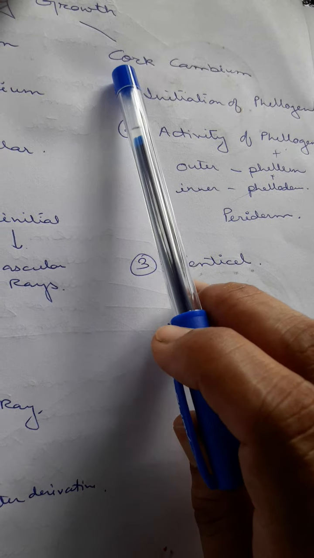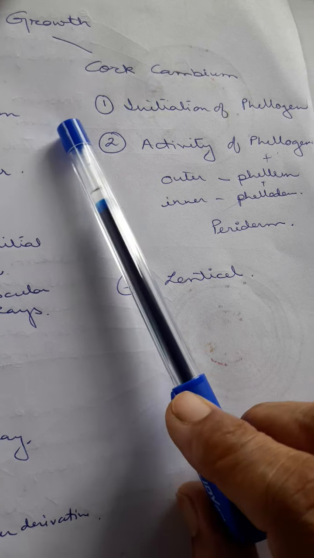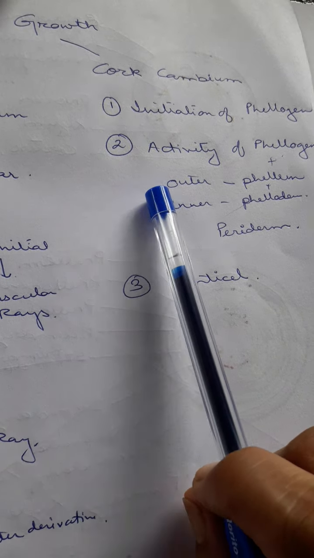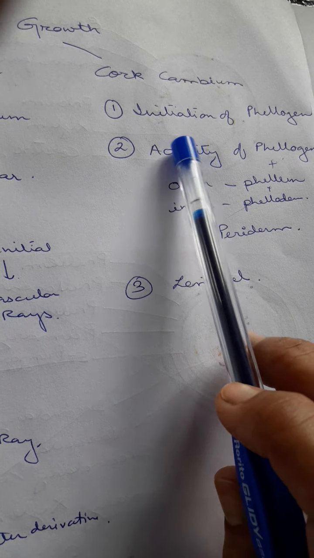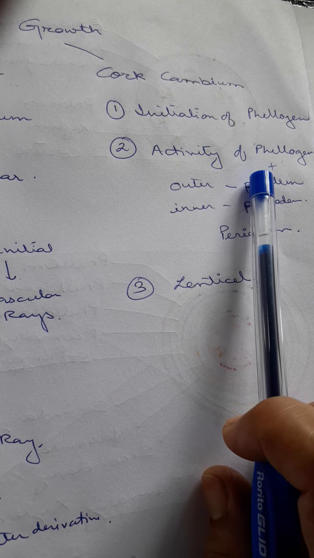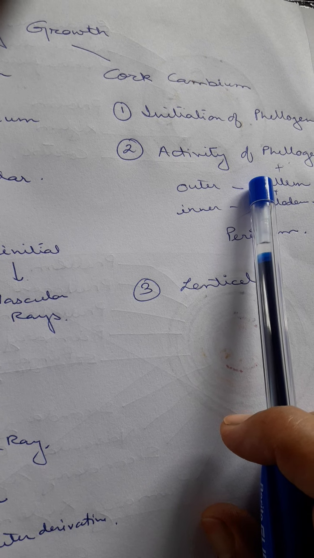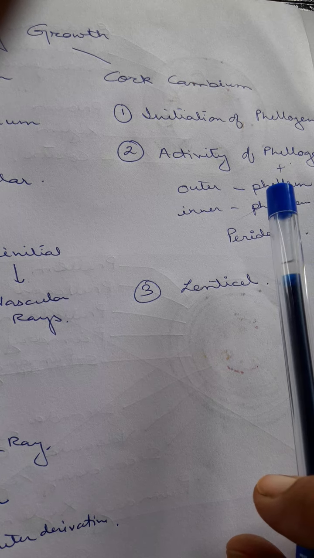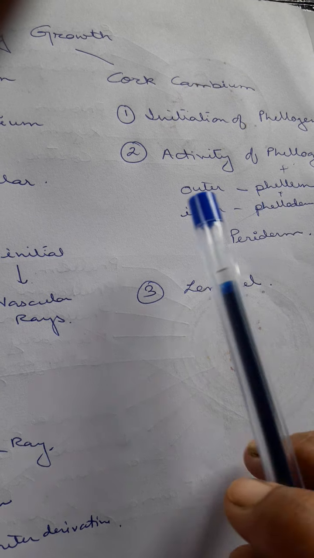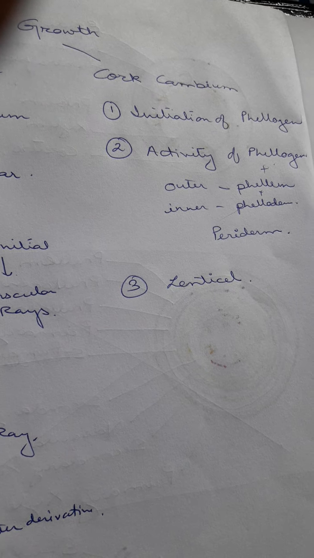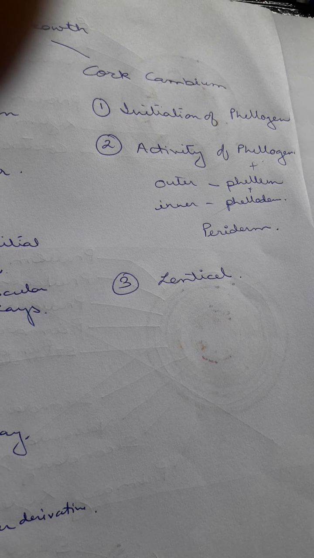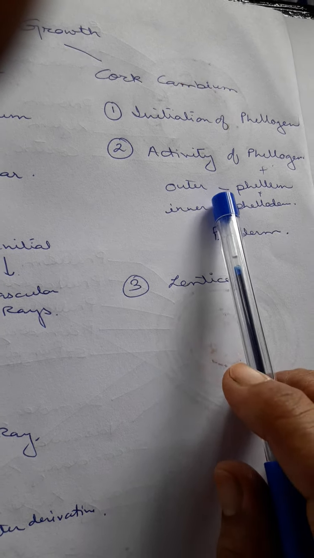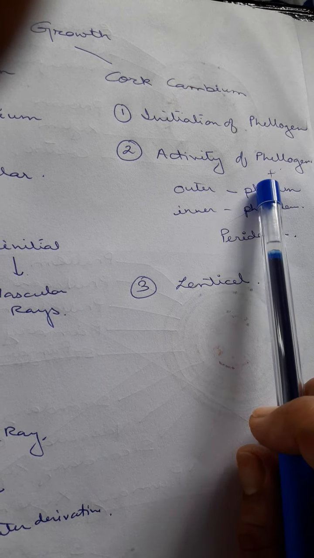Now the next part is the cork cambium. After vascular cambium, the cork cambium also has great functions regarding secondary growth. The first is the initiation of phellogen. Phellogen is also known as the cork cambium, and this is a layer of meristematic cells. These are present on the outer side just below the epidermis. Then the activity of phellogen or cork cambium constitutes its division.